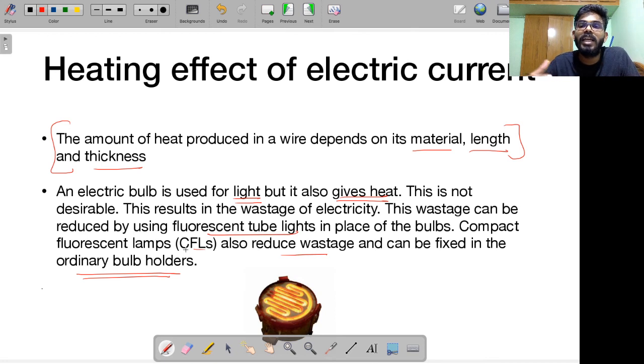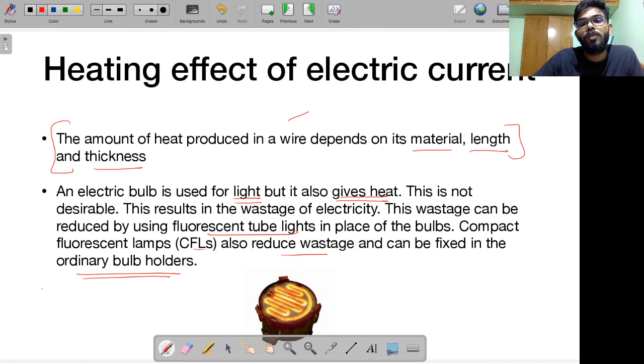Alright, so this is the heating effect of electric current. That means when electric current is flowing through a material, it tends to create some heating effects. That is why, when you switch on a normal bulb, the kind we have in houses, and touch it after a while, you will see that the bulb is very, very hot. Right? This is an undesirable wastage of energy, a wastage of electricity.